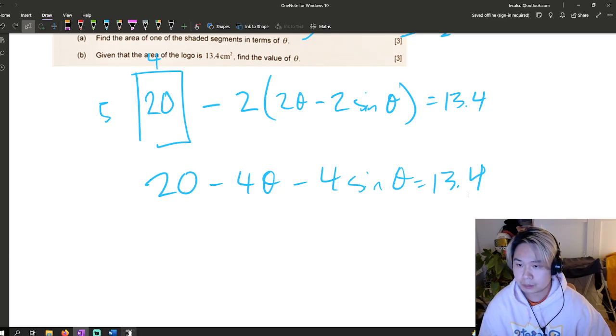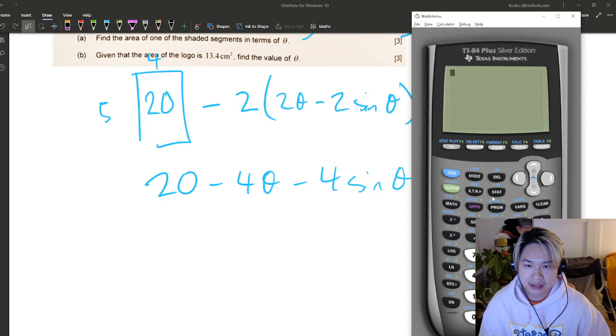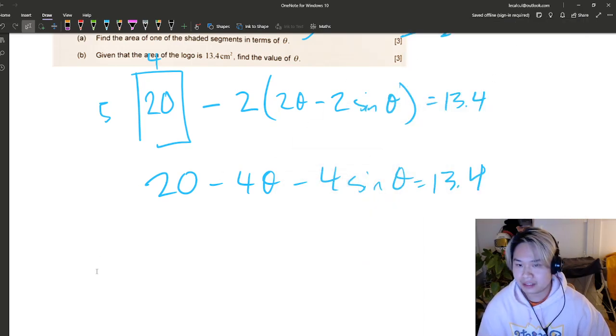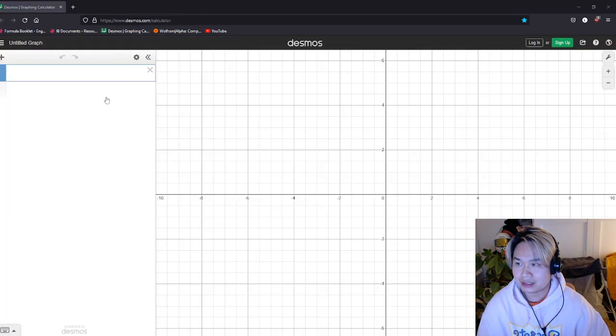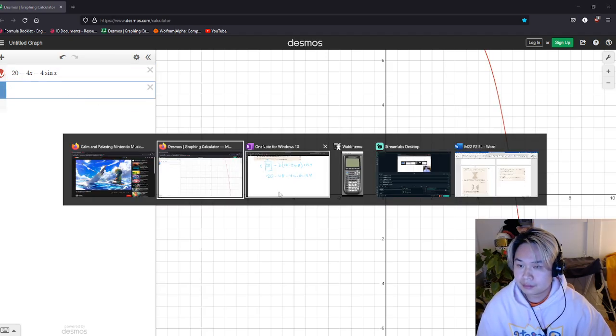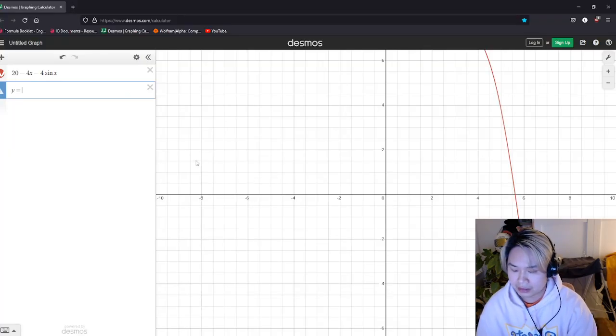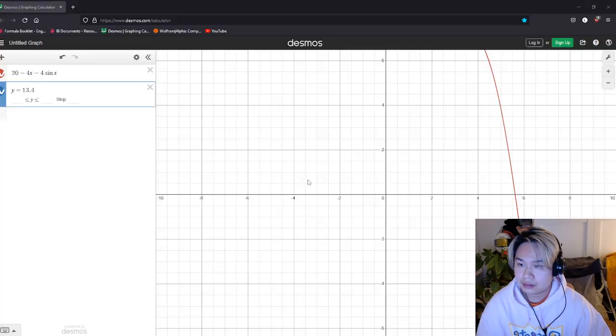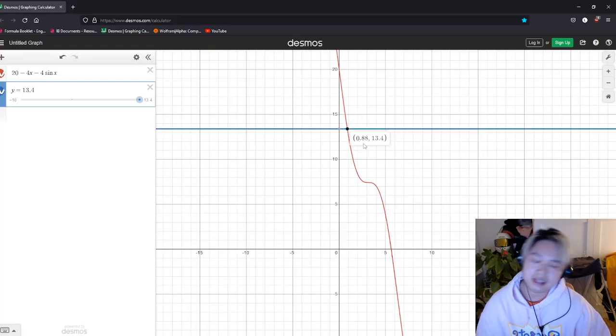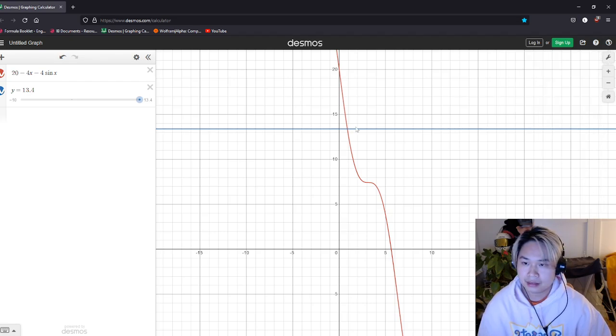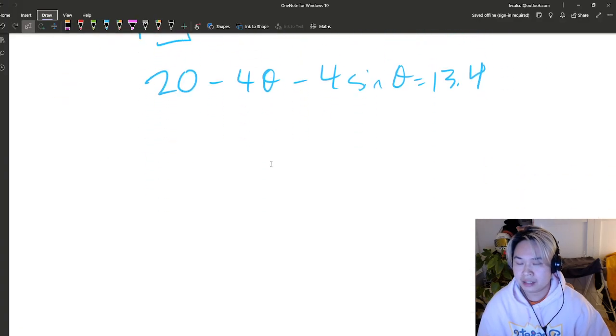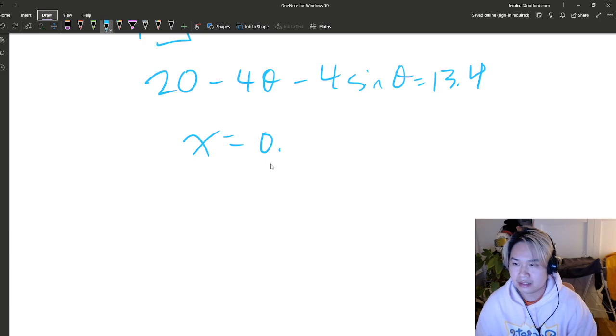Alright, so this is all GDC, so we can just solve this. For the sake of time, I would solve this graphically, personally speaking, and the TI-84, especially on emulator, takes forever, so I'm just going to Desmos this. So my function on the left side, if I treat it as a function, is 20 minus 4 theta, which I'll just write as x, minus 4 sine of x. And then I want to find out when this is equal to 13.4, so when y is equal to 13.4. And so if I zoom out, I find the intersection, and then the x value is my angle. And obviously make sure you're in radian mode, which I am. So 0.88 is the value of theta. Well, not x, theta.